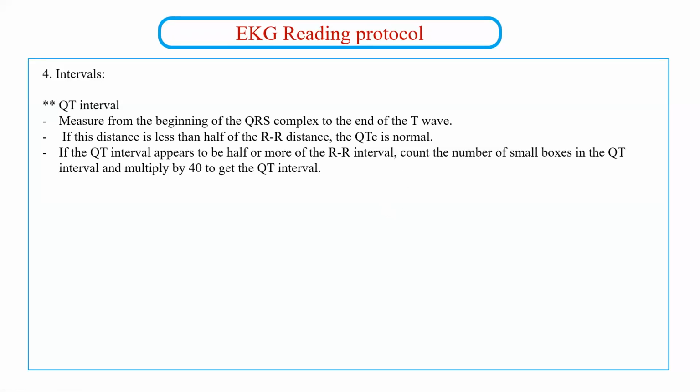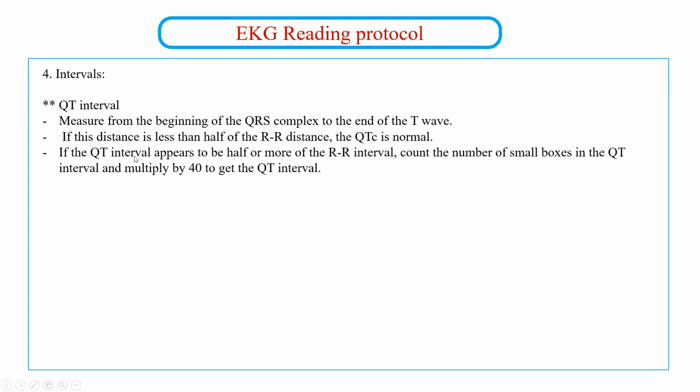What should we do? You count the number of small boxes in the QT and convert them to milliseconds by multiplying them by 40. And this number, you put it either in the MedCalc calculator or in a computer program, and it will read the QTc interval for you. Okay, because we have to use the square root and the cubic root and all these things. We don't care about it. Just use a calculator for it.